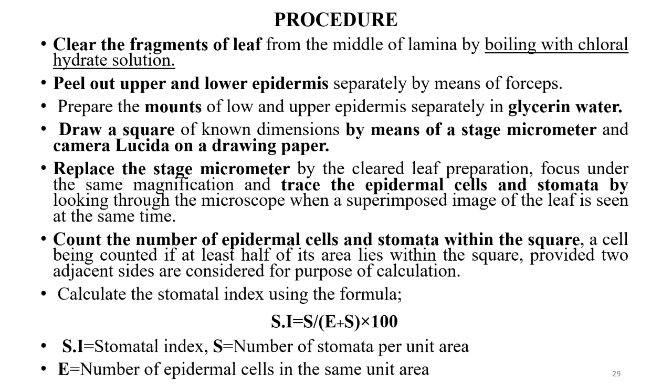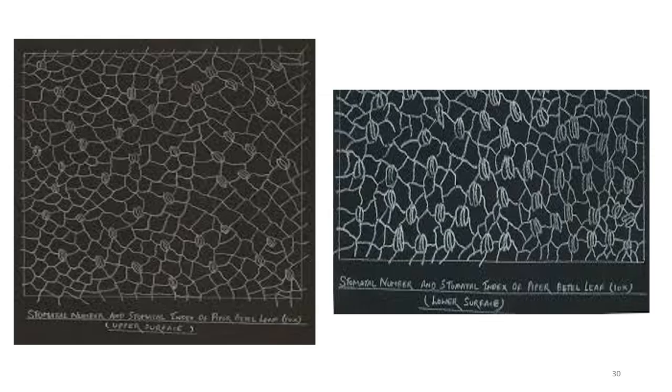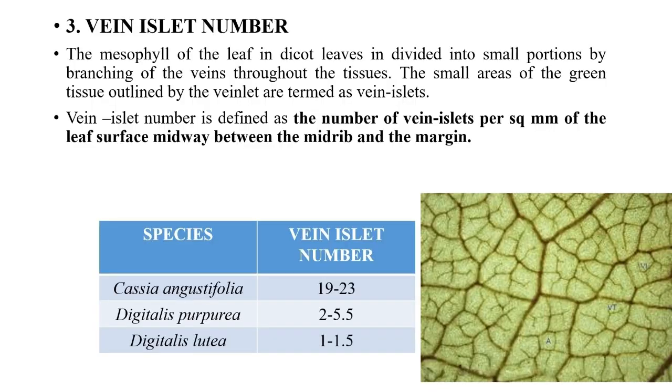We can see the superimposed image of the leaf at the same time, and we can count the number of epidermal cells and also the stomata within that square. Using the calculation S divided by E plus S, times 100, we will get the stomatal index. So this is a drawing of how they get the stomata and epidermal cells in a square.